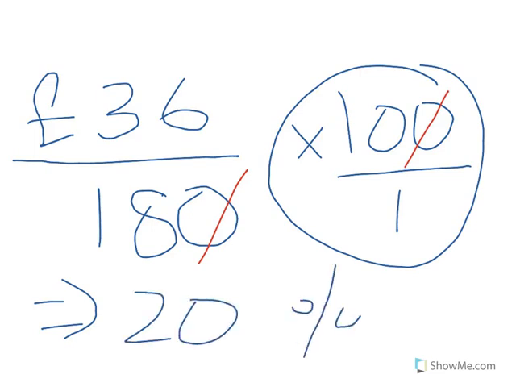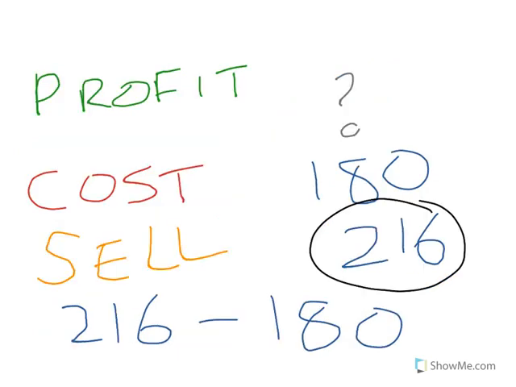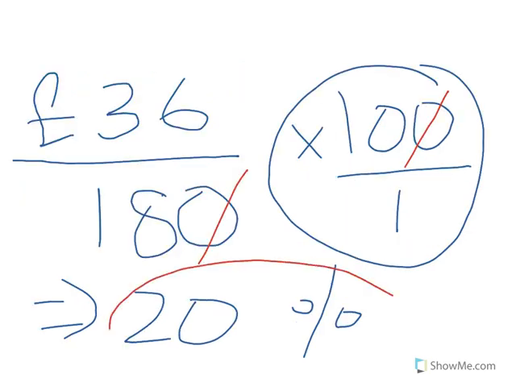That's my answer. So basically, if somebody buys something for 180 and sells for 216, they are getting 20% profit, the profit percentage. I'll show you another example.